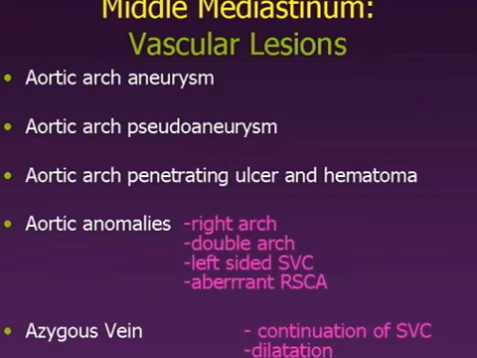But also, any of those things enlarging the aorta or causing para-aortic collections of any type can be a cause of middle mediastinal masses, as can aortic anomalies, such as arch anomalies, right and double aortic arches, left-sided superior vena cavas, aberrant right subclavian arteries, azygous continuation of the inferior vena cava, and so forth.